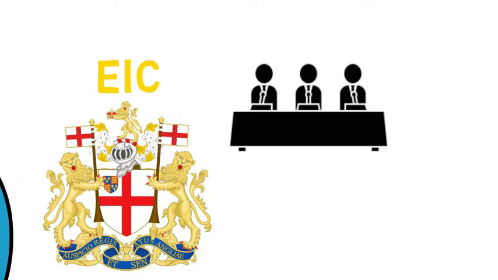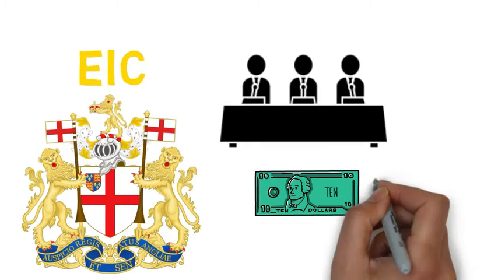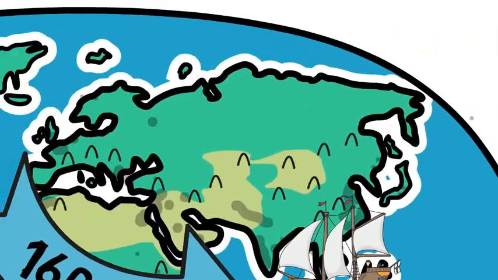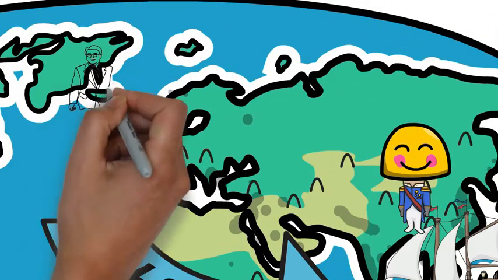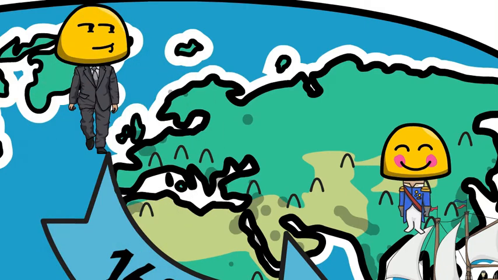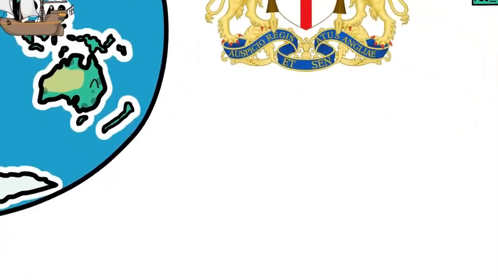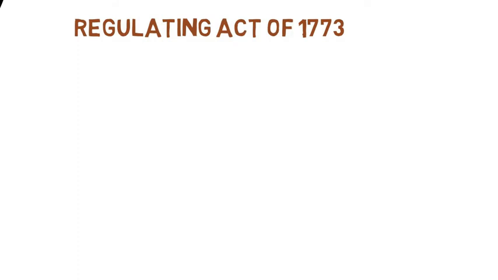But the company had a very loose control over its employees, and issues like corruption and private trade by the company servants were rampant. The servants in the EIC made huge profits in India, much to the dislike of the British politicians. So in order to regulate the affairs of the East India Company, the British government passed the Regulating Act of 1773. But why was this act so important?